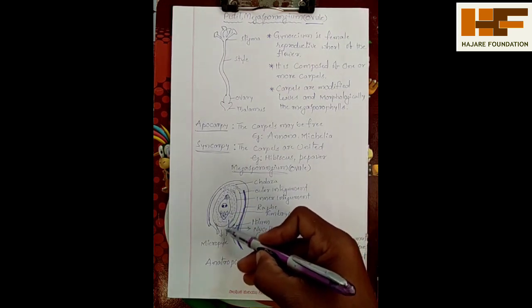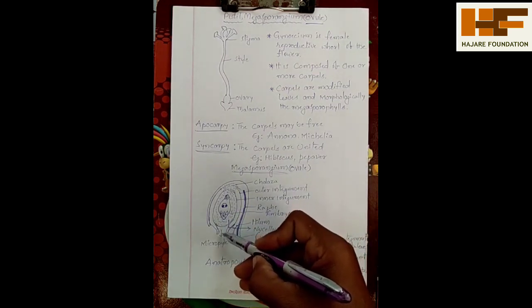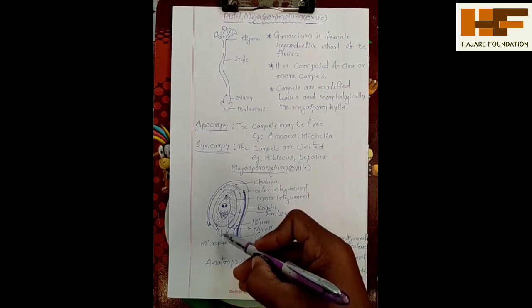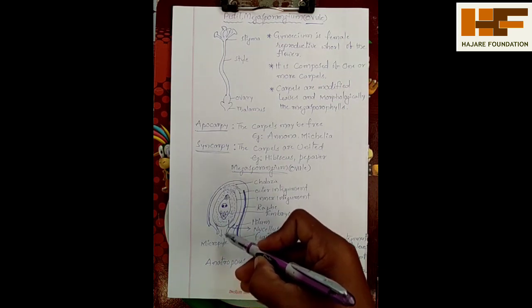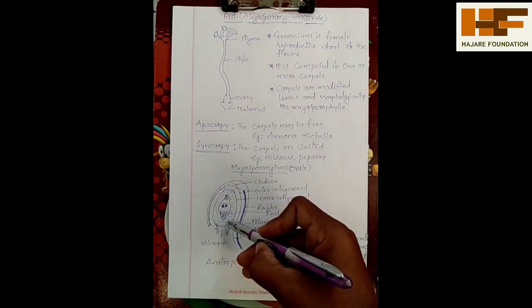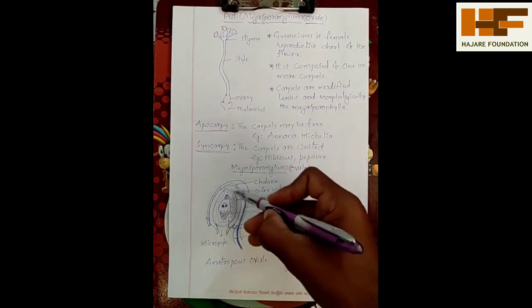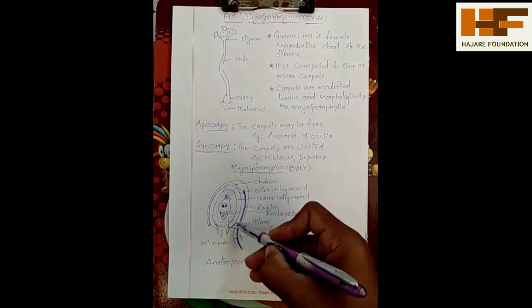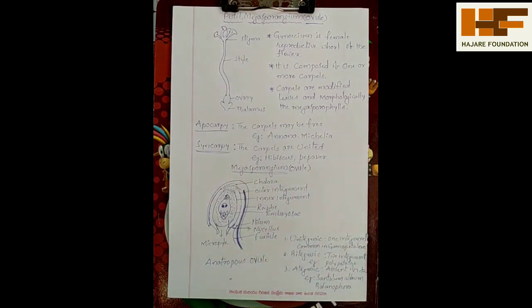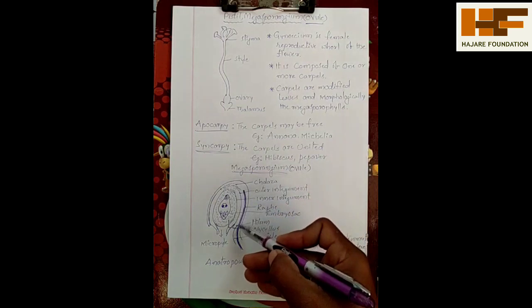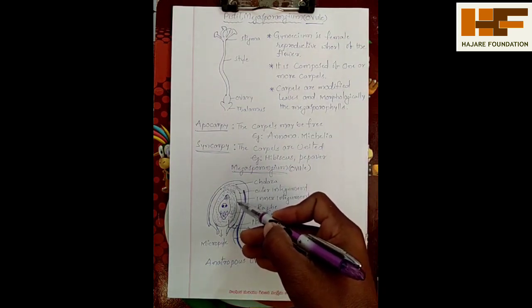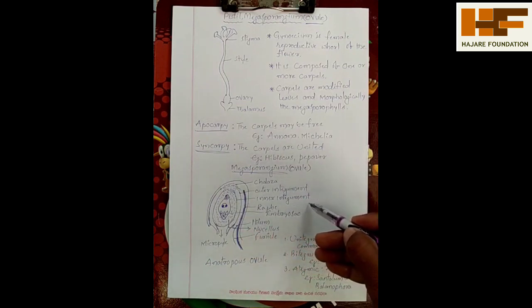And the anterior part, where there is a small opening, we call the micropyle, and we also call it the anterior part. Inner to this is the nucellus, and the nucellus is covered by the integuments. The outer layer is called the outer integument, and the inner layer is called the inner integument.